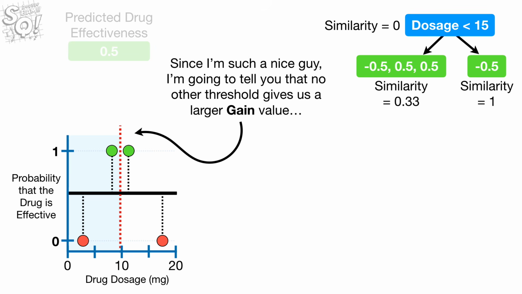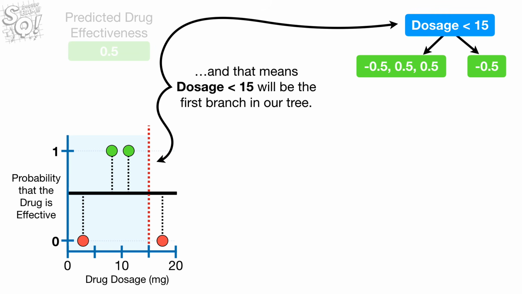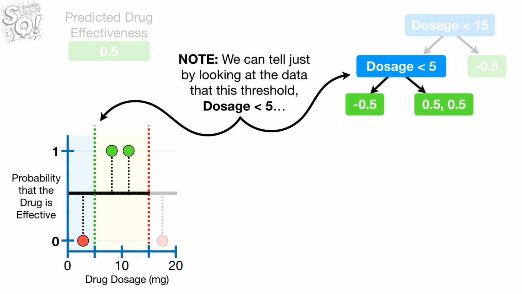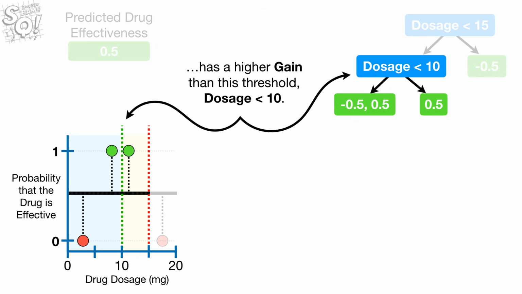Since I'm such a nice guy, I'm going to tell you that no other threshold gives us a larger gain value. And that means dosage less than 15 will be the first branch in our tree. Now we can focus on splitting these residuals into two leaves. Note: we can tell just by looking at the data that this threshold, dosage less than 5, has a higher gain than this threshold, dosage less than 10.